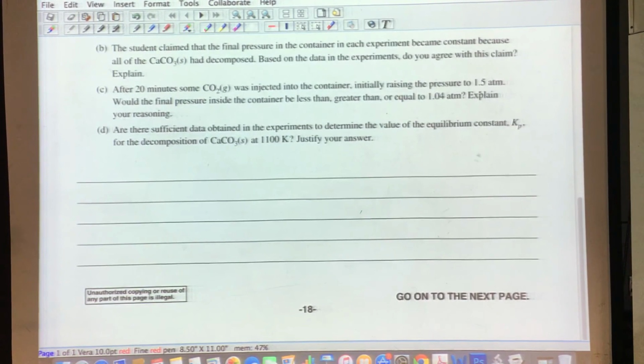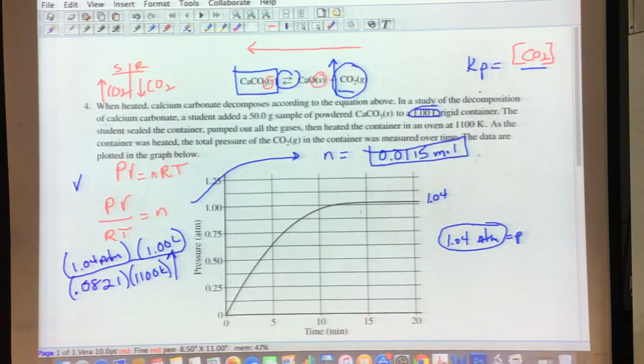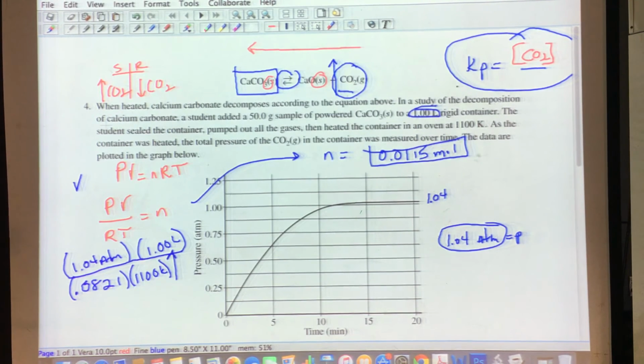And then D, are there sufficient data obtained in the experiments to determine the value of the equilibrium constants Kp? And of course, based on what we just said, you would say what? Yes, because the Kp just depends upon the concentration of the CO2. Or, again, if it's Kp, I probably should write what? Parentheses, the partial pressure. Although I could write in this case C, moles over liters.